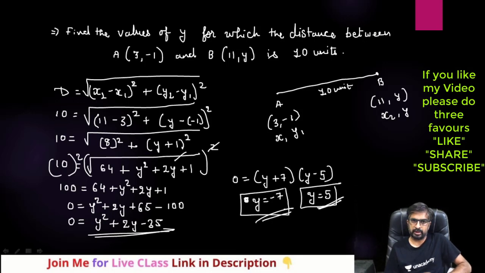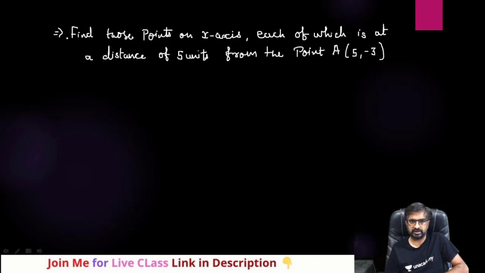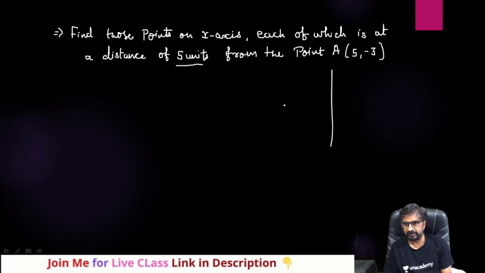Here the same formula, but the whole question has changed. Again, in my next question also I will have the same thing. Let me do it. Find those points on the x-axis, each of which is at a distance of 5 units from the point A (5, -3). Now one thing you need to keep in mind, let me show you with the help of a diagram.